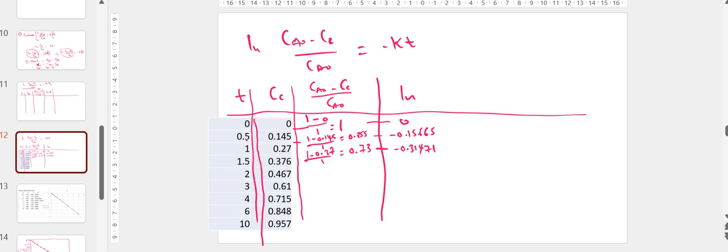When the time is 0.5, our concentration of C is 0.145. So Ca naught minus Cc over Ca naught will be 1 minus 0.145 divided by 1, that will be 0.855. Ln of that will give us minus 0.15665. When our time is equal to 1, our Cc is equal to 0.27. So Ca naught minus Cc over Ca naught will be 1 minus 0.27 divided by 1, which is 0.73. Ln of 0.73 will be minus 0.31471.